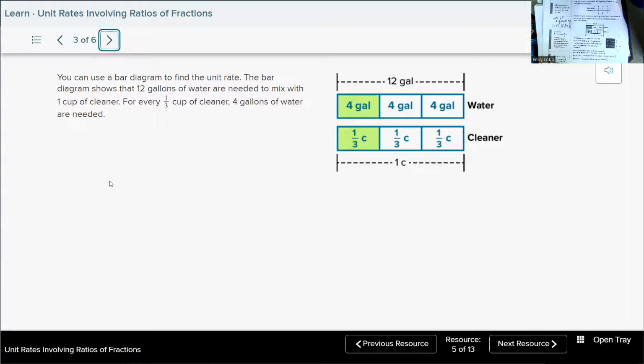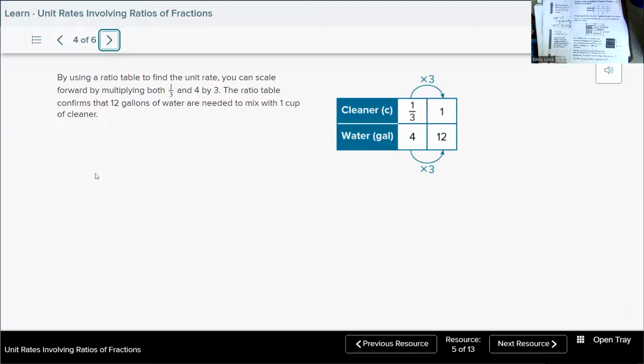You can use a bar diagram to find the unit rate. The bar diagram shows that 12 gallons of water are needed to mix with 1 cup of cleaner. So for every 1/3 cup of cleaner, 4 gallons of water are needed. So they are just reiterating how they got that. And it's continuing down in that learn section.